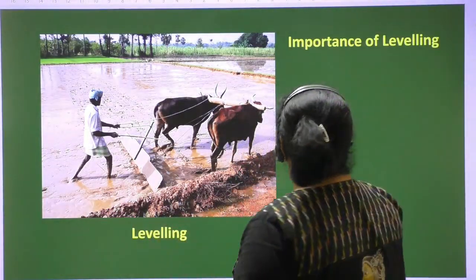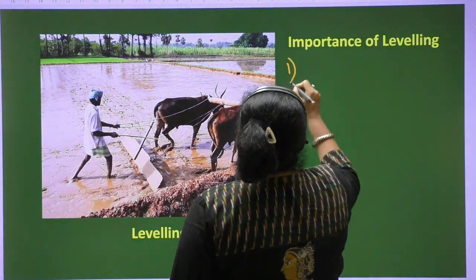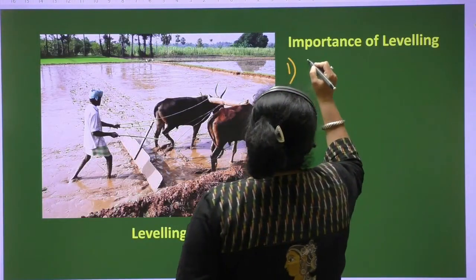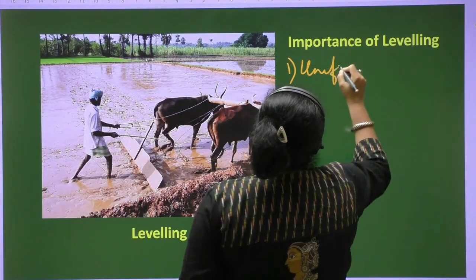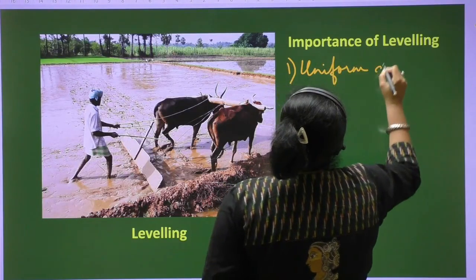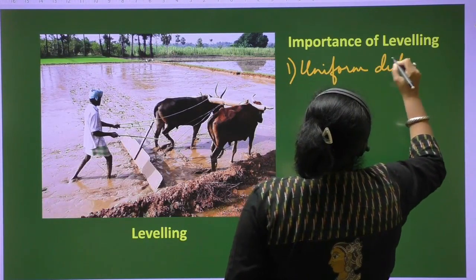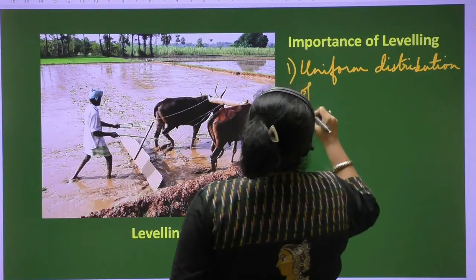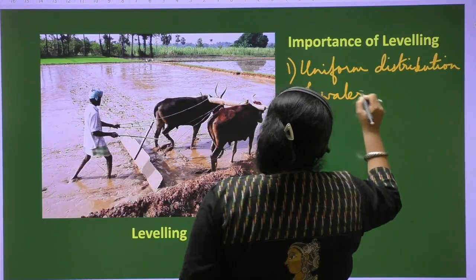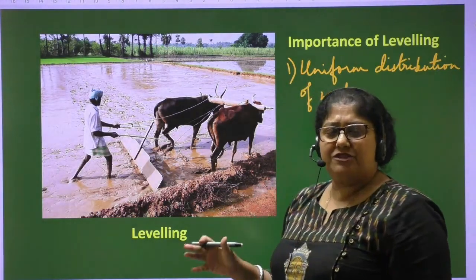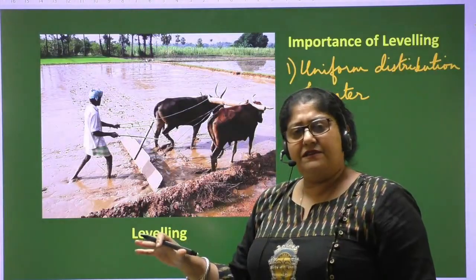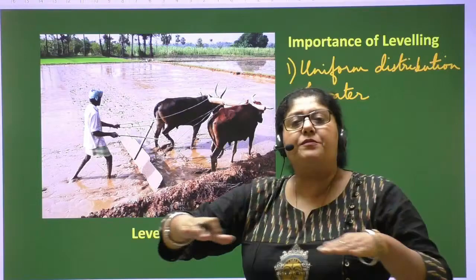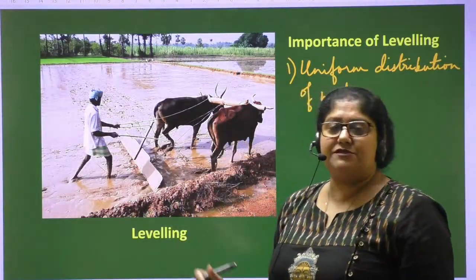What is the importance of this? The importance of leveling, first is, since the field has been brought to a uniform level, so we can say uniform distribution of water across the whole field. There'll be no pits, there'll be no uneven areas, there'll be no low-lying areas. Everything will be brought to a particular level, which is why uniform distribution of water can be ensured.